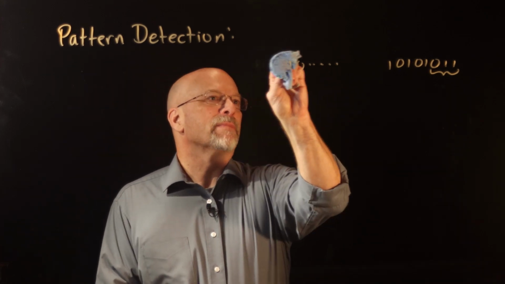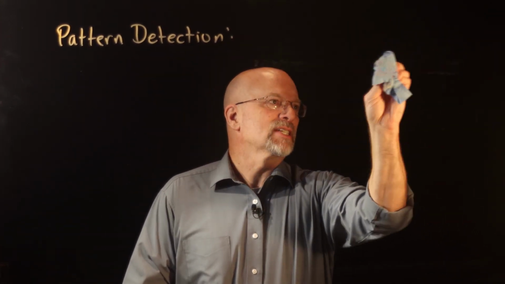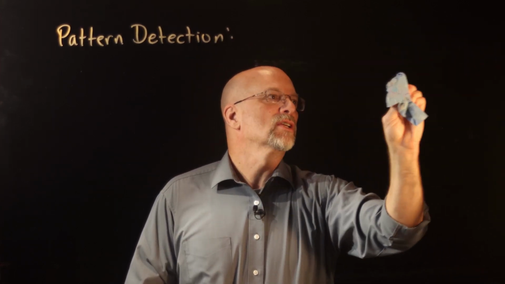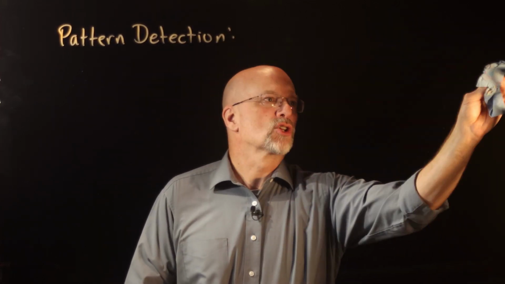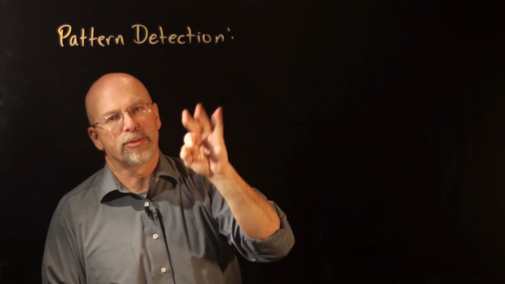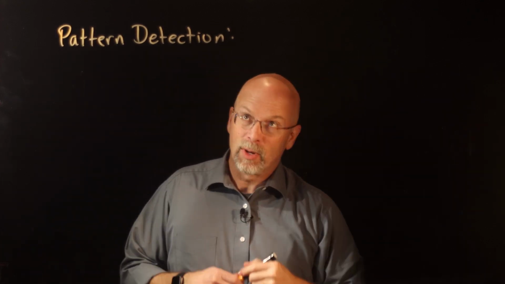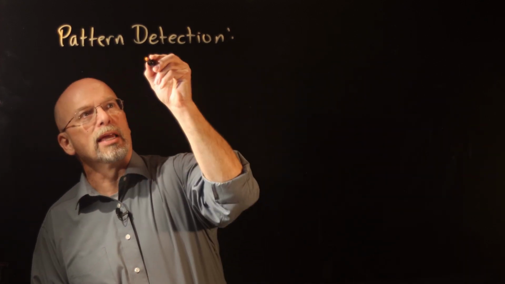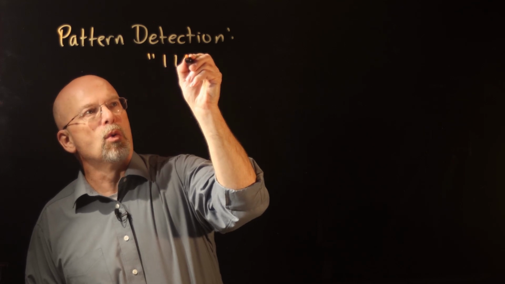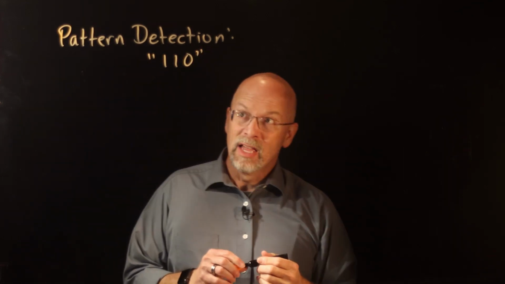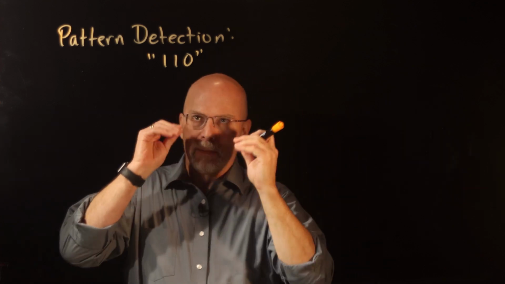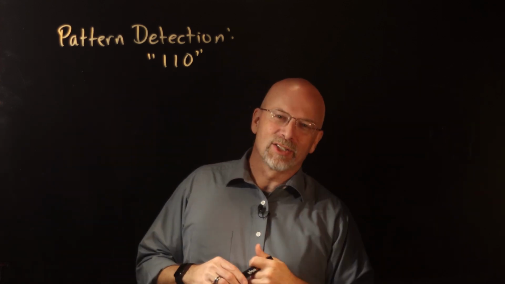So the device, or the state machine, that we're going to be designing is going to detect a pattern of 3 bits. Now, it's not going to be the same 3 bits. What we're going to look for is the pattern 110. Those 3 bits. There are 8 ways we could have organized those 3 bits. That's just the one that I've picked.